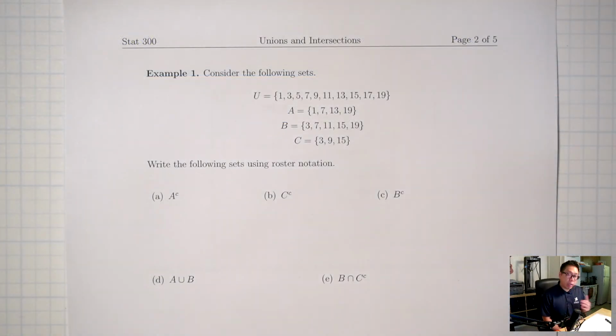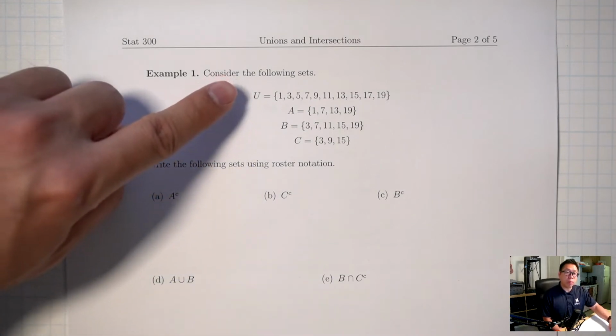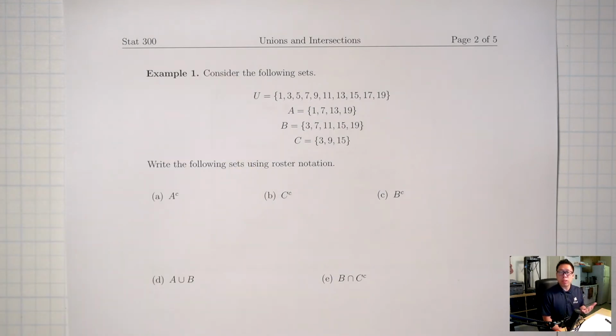Example 1. So here we have a bunch of sets. The first one with a U is our universal set. So that's what we consider to be our quote unquote everything. And then we have sets A, B, and C. Write the following sets using roster notation. And all that means is I want a list of numbers.